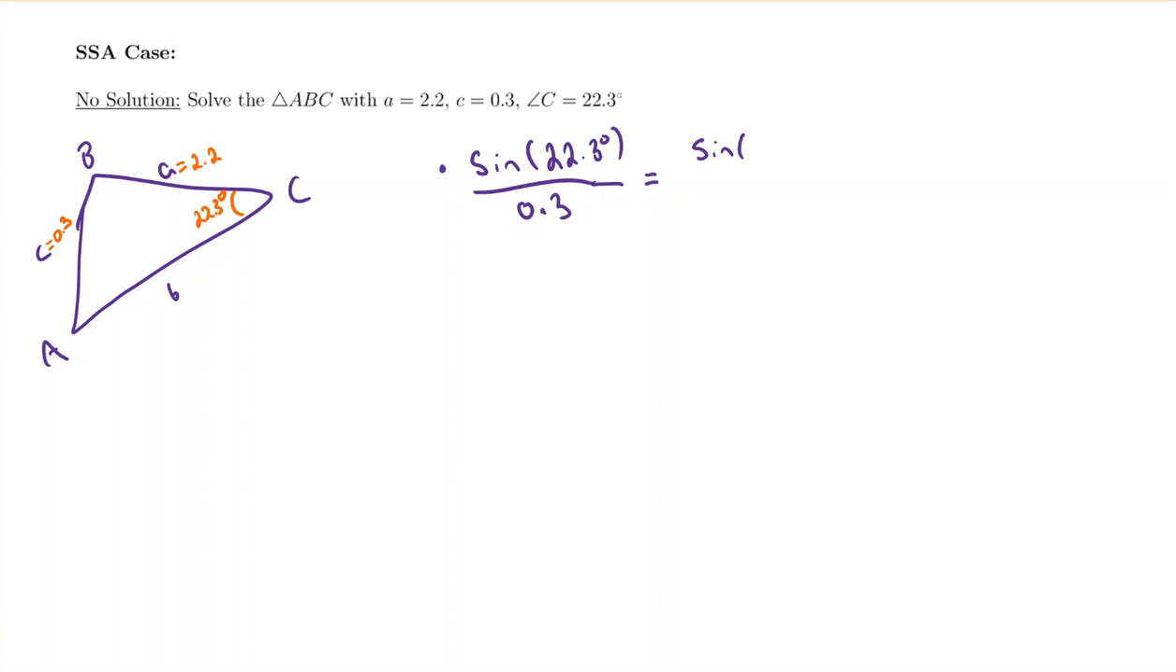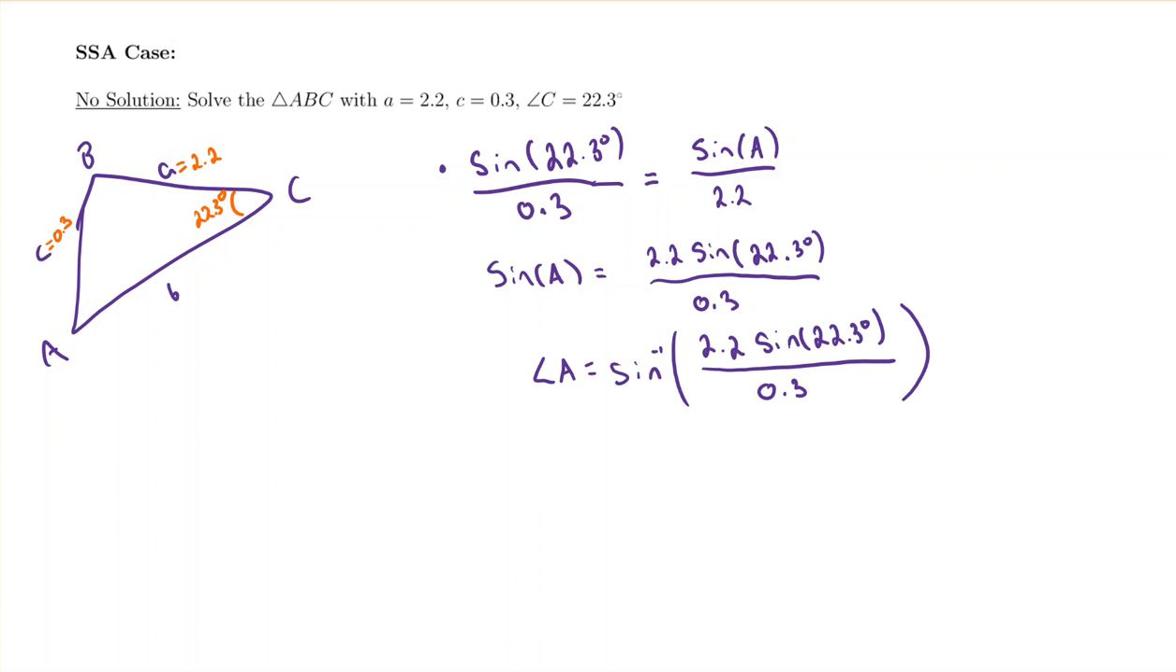So I'll have sine of angle A divided by side length A, which means I have to solve for angle A here. I'll isolate sine of A to give me sine of angle A is equal to 2.2 sine of 22.3 degrees divided by 0.3. And then I'm going to apply sine inverse to both sides. When I go to plug the right-hand side of this equality into my calculator, I get an error. That is because the inside here, 2.2 sine of 22.3 degrees divided by 0.3, is too large. It's greater than 1 in this case. So it's not defined. Since my calculator is spitting an error message back at me, this is a way for me to know I'm in the no solution case of the law of sines.